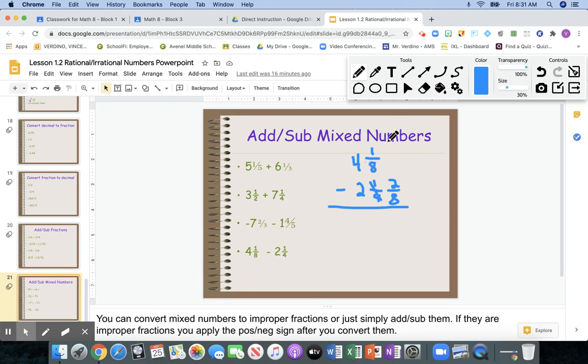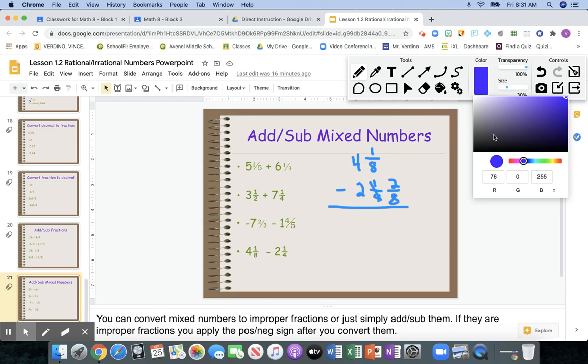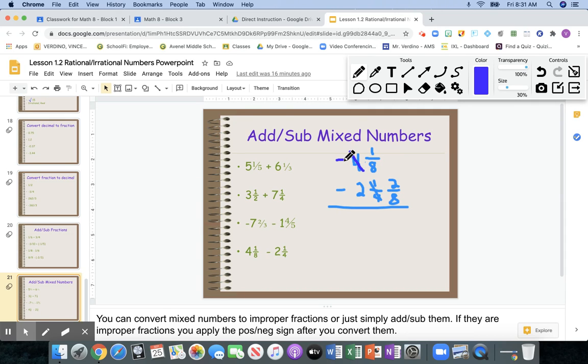All right. Now, if I'm borrowing here, I have 1/8 minus 2/8. If I'm borrowing here, I'm going to cross out this 4 and make it a 3. Now, in order for me to do so, I can't just turn a 4 into 3. I'm losing that whole value. So what fraction will give me a whole number of 1? It's going to be 8/8. So I can turn this 4 into a 3 because 3 plus 8/8 is the same as saying 4, right?